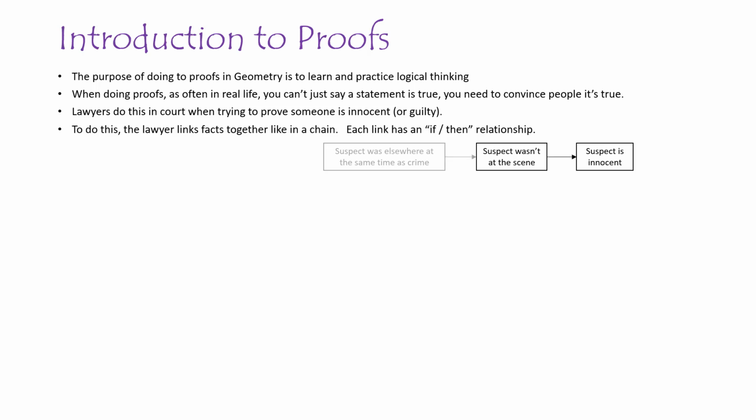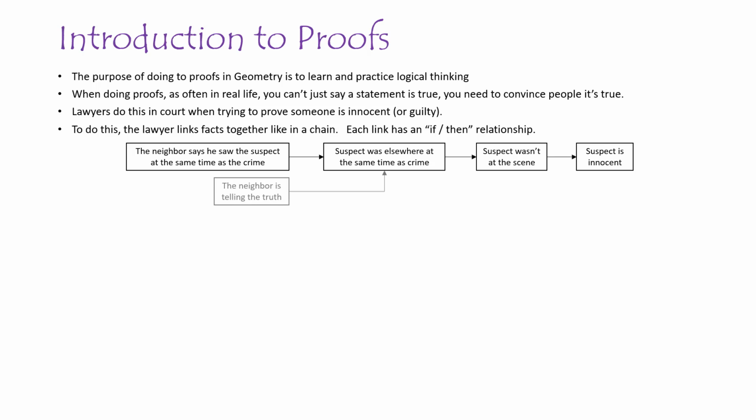Well, how do you know that? Well, the suspect was somewhere else. Well, how do you know that? Well, a neighbor saw the suspect at the same time as the crime, somewhere else. Well, how do you know the neighbor's telling the truth? Well, we know he's telling the truth because he's a good citizen. So each of these are if-thens. If this is true, then this is true. If this is true, then this is true.